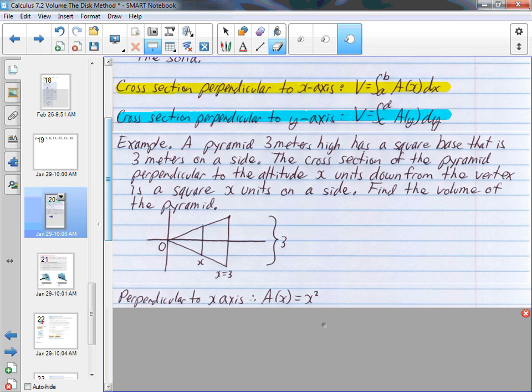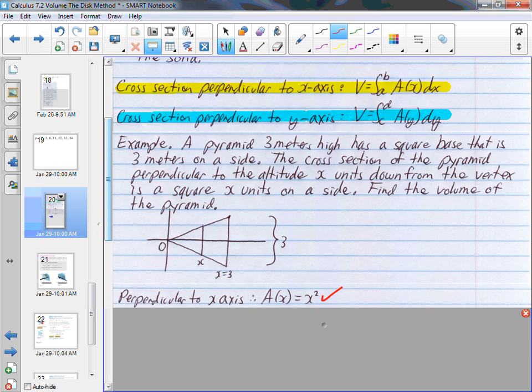They tell me that since it's got a square base, doesn't every cross section have to be a square? Okay? If it was a triangular base, every cross section would be a triangle. If it was a pentagon for the base, every cross section would be a pentagon. Yes, they'll tell you. It's a square base, so every cross section is a square. And I know how to find the area of a square. It's side squared. So, x squared.